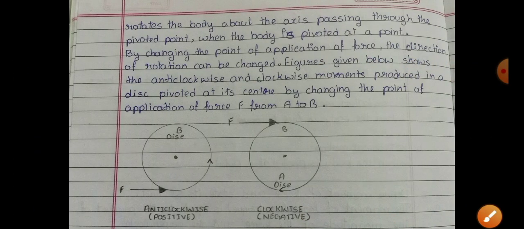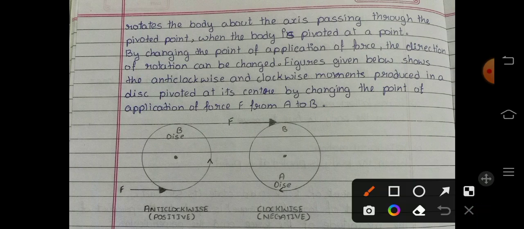So the figure given below shows the anti-clockwise and clockwise movement produced in a disc pivoted at its center. Here is a disc which is pivoted at a center, by changing the point of application of force F. Here is the force given by F from A to B, in this direction, they have given in this direction, like this. Okay.